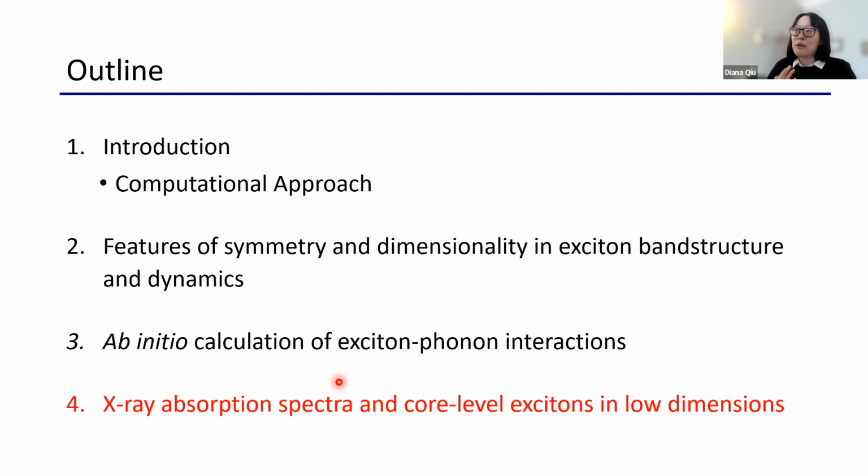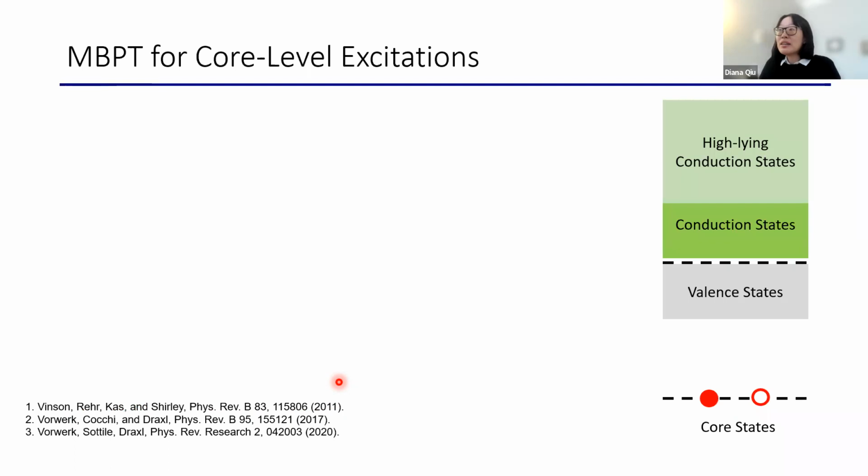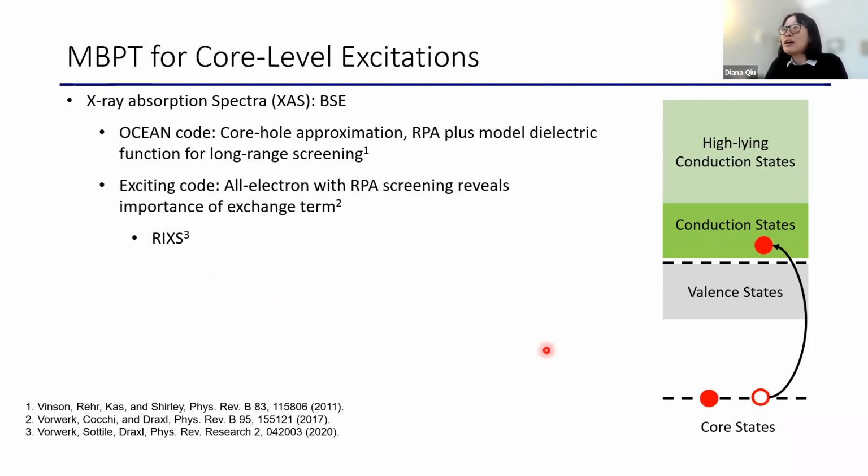picture of what happens to very, very high energy excitons that are excited in X-ray absorption spectroscopy. To obtain X-ray absorption spectra, we can solve the Bethe-Salpeter equation as usual and obtain correlations between the core hole and the excited electron. Some common methods include the OCEAN code, which approximates the hole as a core atomic orbital, and the exciting code from the Draxl group, which recently implemented an all-electron approach to the core-level Bethe-Salpeter equation.